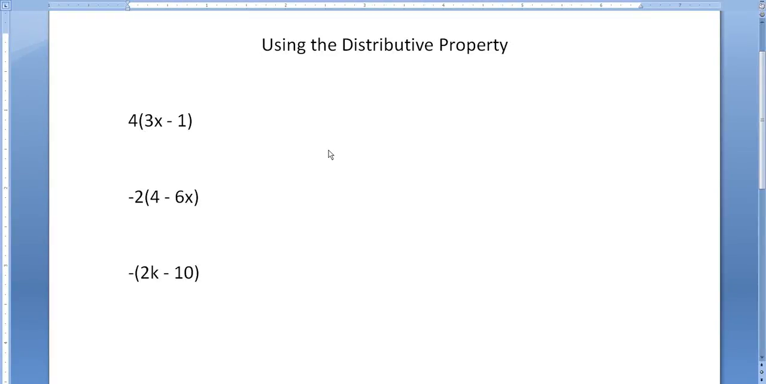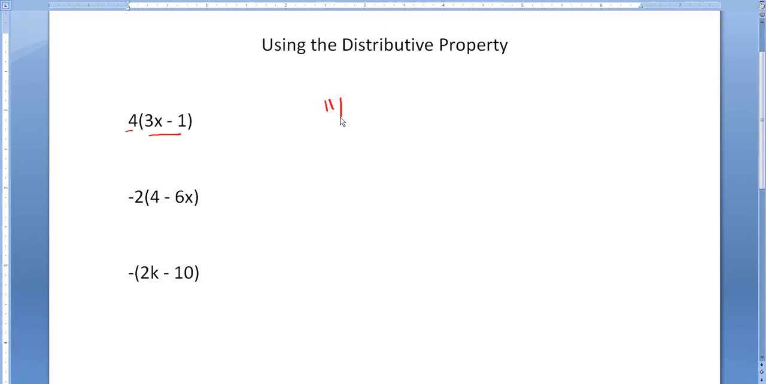Let's look at 3 examples of using the distributive property. And the distributive property is what I think of as sharing in math. In this expression, let me read to you out loud. Let me use words to show you how you would say this. You would say this: 4 times the quantity 3x minus 1.